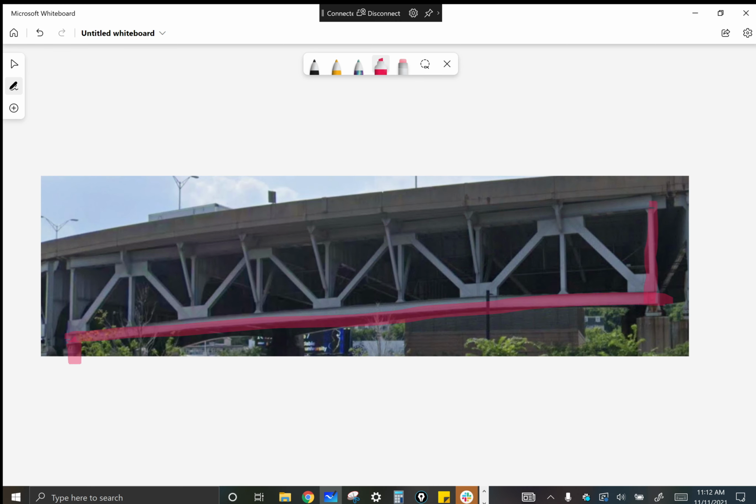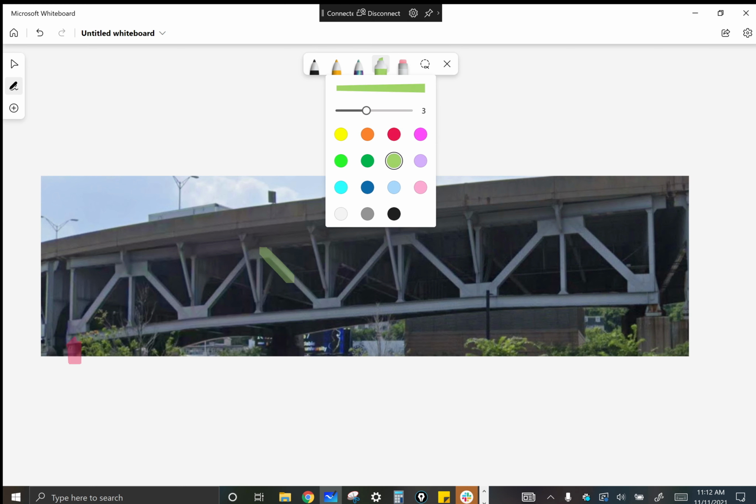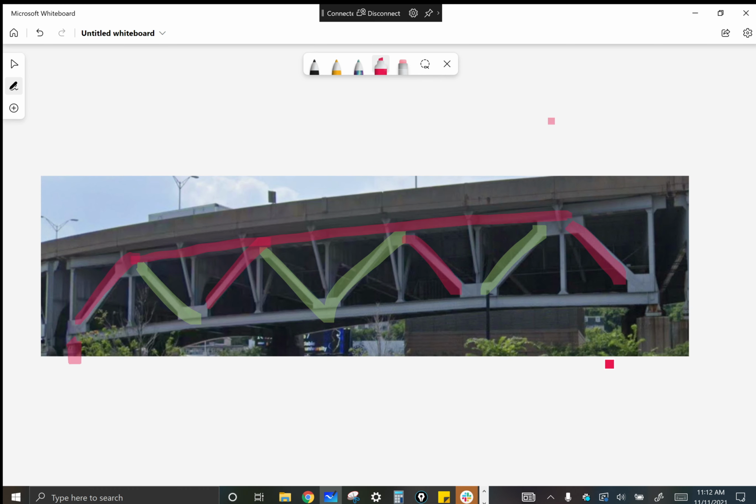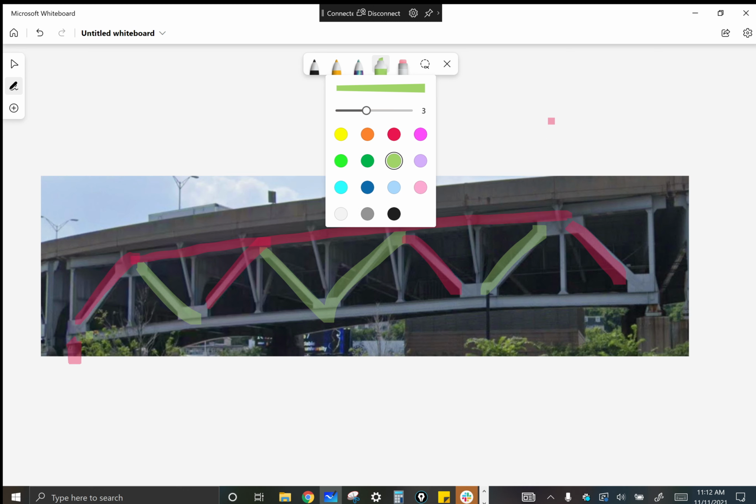And I'm actually going to get rid of these because that's confusing. I'm saying that we've got this and this, and that actually continues here, and this is here.